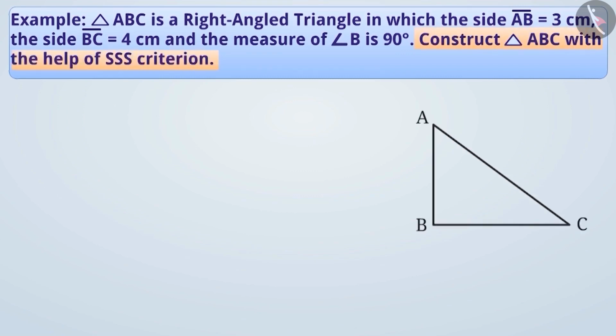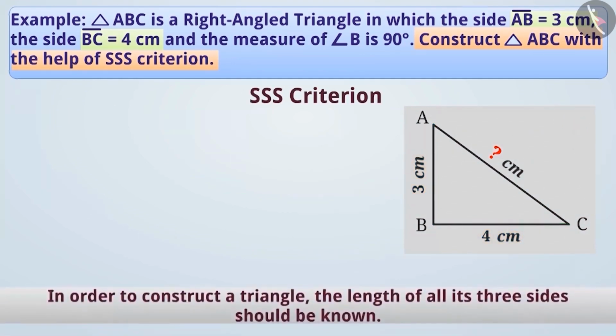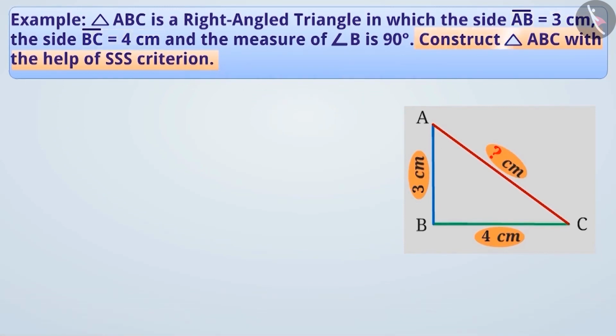In triangle ABC, AB is equal to 3 cm and BC is equal to 4 cm. We don't know the length of the side CA. According to the SSS criterion, we cannot construct a triangle just by knowing the measurement of only two of its sides. In order to construct any triangle, the measurement of all its sides must be known. Therefore, in order to construct triangle ABC, first we have to find the length of the side CA.